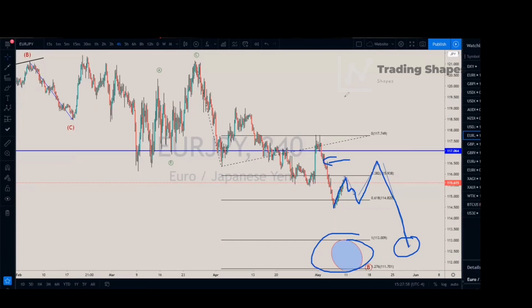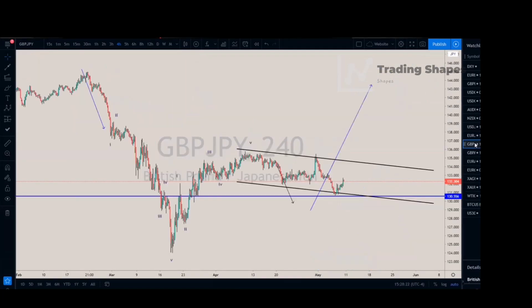This correction can be like this, or like this. Depends which one plays out. You can trade any leg you want. Same thing. Same concept.